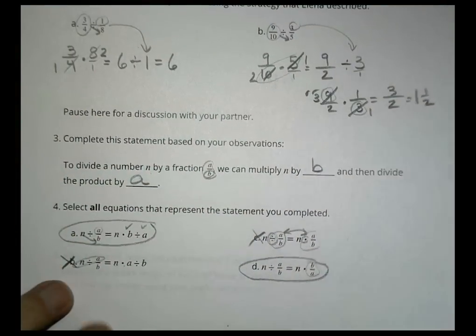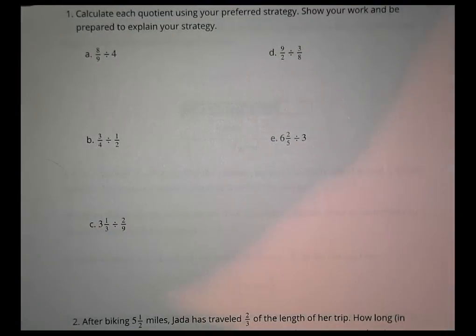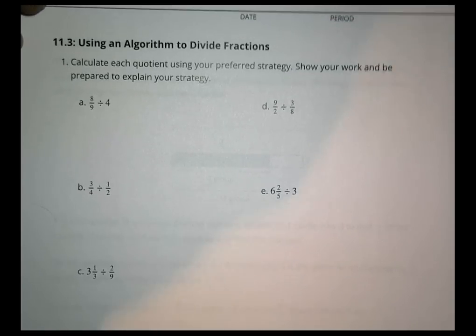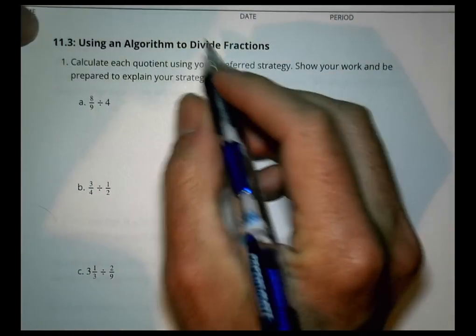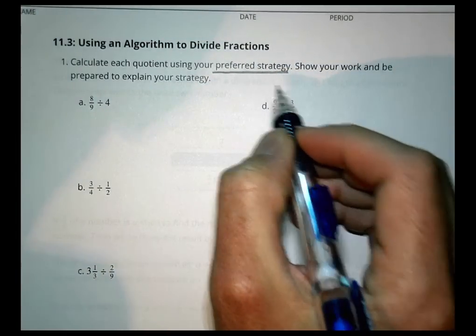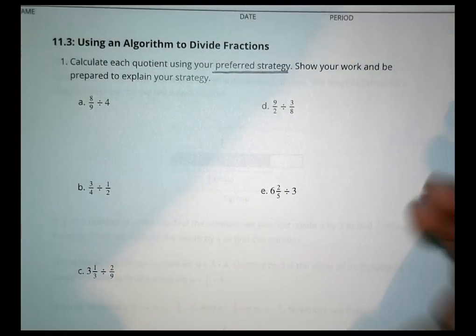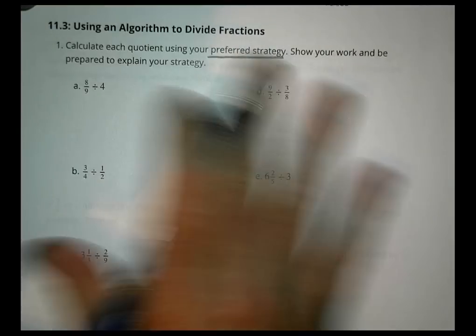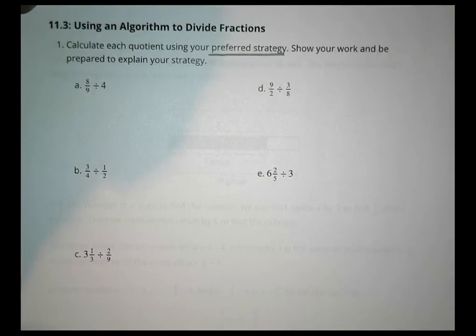Alright, now we're going to move into activity 3, which is really using the algorithm, as the lesson talked about here, to figure this out. So we're going to calculate the quotient using your preferred strategy. So you can decide how you want to do this, and solve these ones. These are basic computation problems dealing with dividing fractions. So I'll show you how I do it, and then if you have a different way, that's okay.